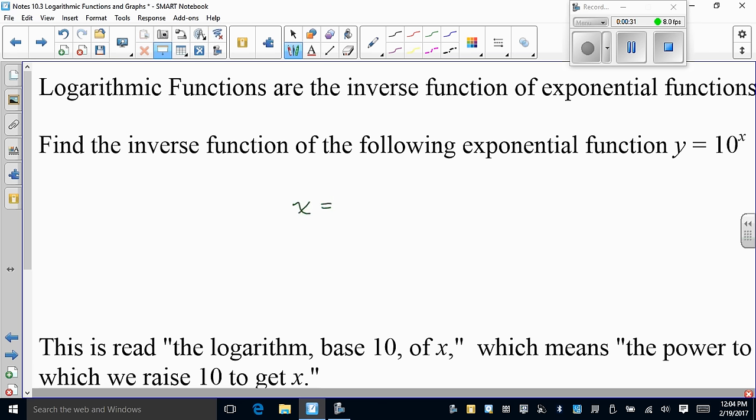But one of the things that we have is that this isn't enough when it comes to logarithms. We need to actually change it around so that we get x equals log base 10 of y. So if you switch these places, this becomes your base, and then you put log there with it. And this is read the logarithm base 10 of x, which means the power to which we raise 10 to get to x.